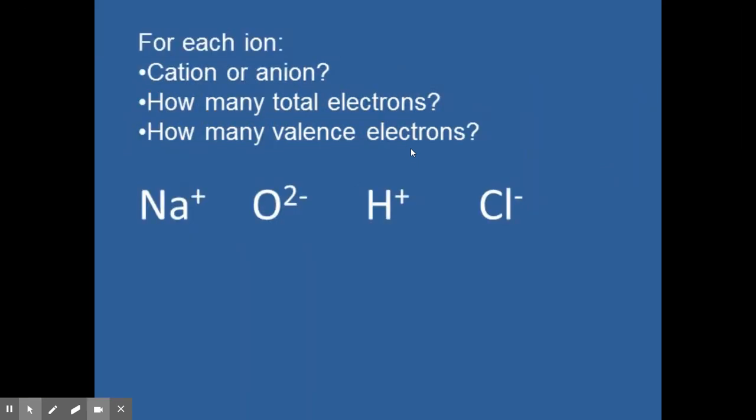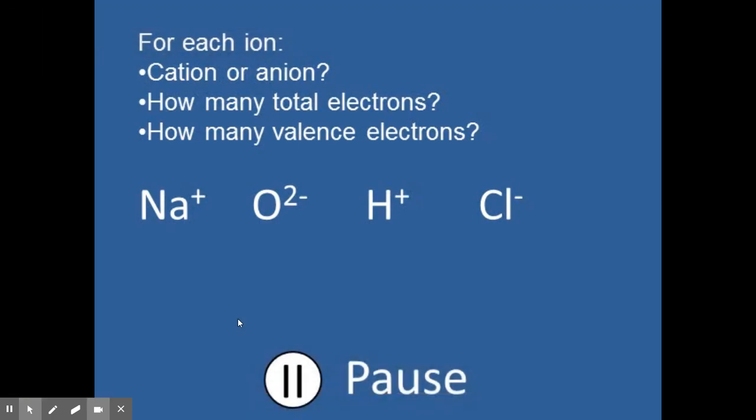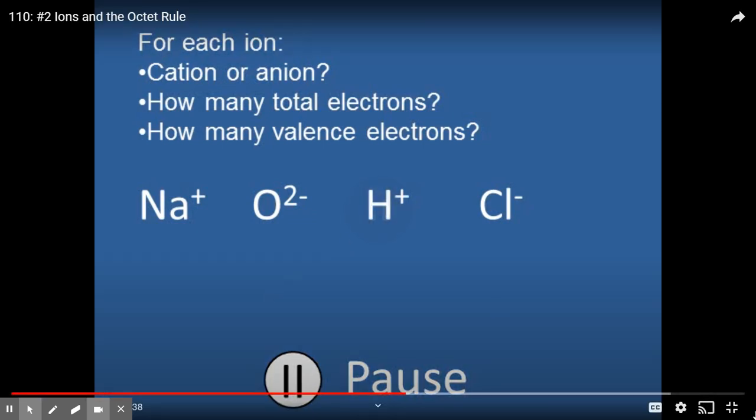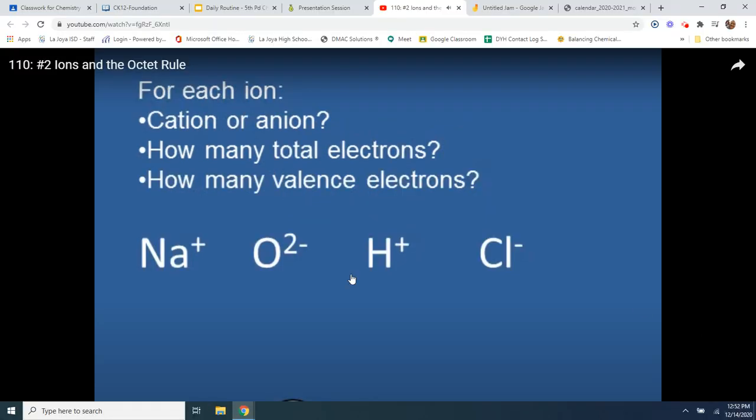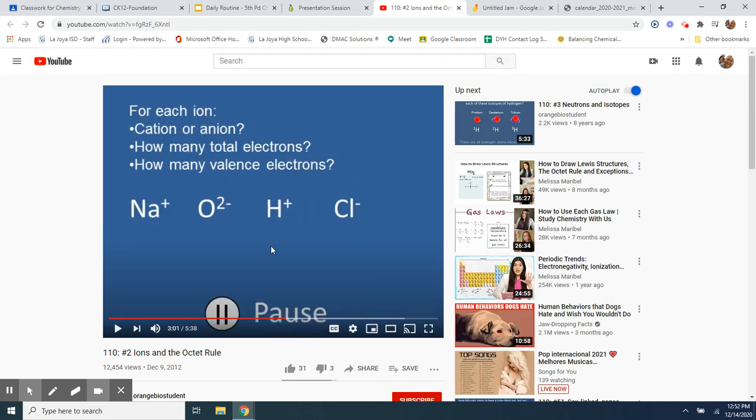So press pause at the bottom of your screen and take a moment to answer the following for each of these ions. Are they cations or anions? How many total electrons do they possess? And how many valence electrons do they possess? All right, and we're going to do this real quick. Which ones are my cations? Where do you see that T for positive, right? Where do I see that positive sign? Which one of these 4 is considered a cation?